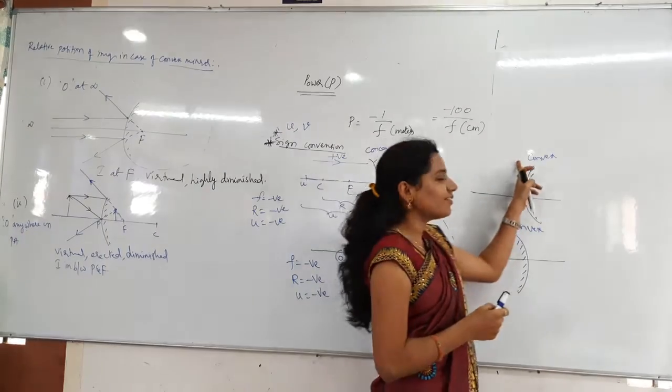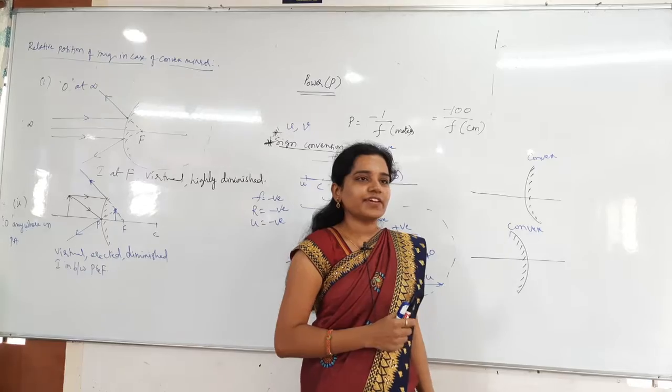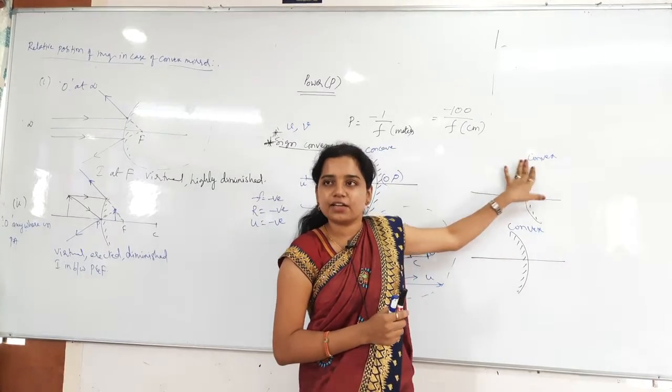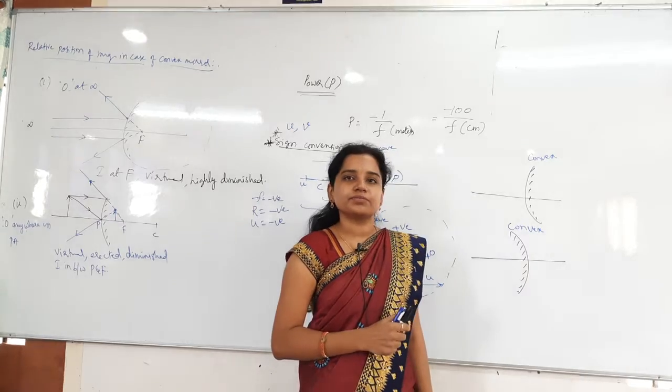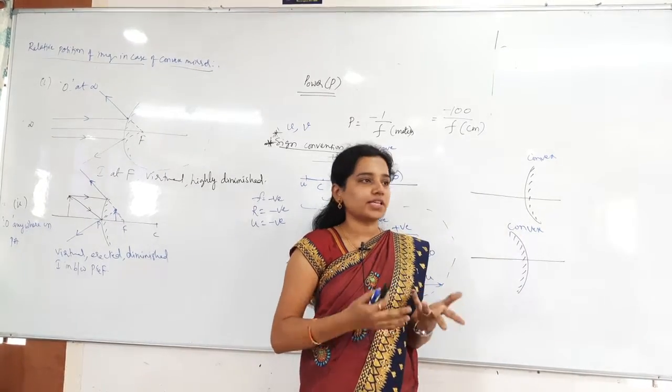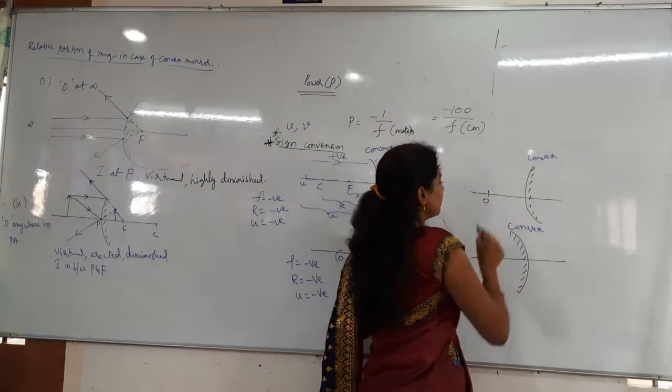So this is a convex mirror I have taken. For this convex mirror, which is the reflecting surface? Left side is the reflecting surface. Now obviously where do you have to keep the object? Left side only. Why? Because rays have to come from that side only. So the object is kept at the left side only.